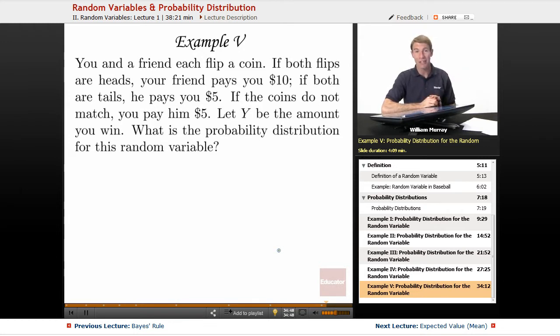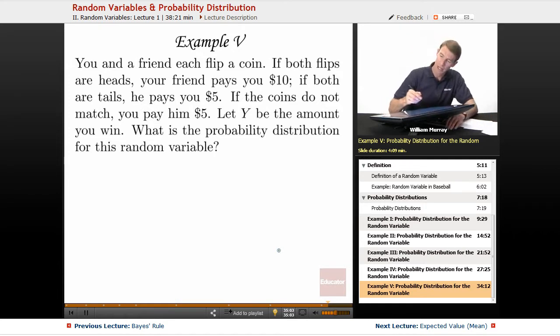And so we're going to look at this from your perspective. Let Y be the amount you win. And we want to find the probability distribution for this random variable. So again, I'll think of all the possible values that Y could take, and we'll find the probability of each one. I'm going to start with 0 just because I like to include it, although in this case, there's no way that the random variable can come out to be exactly 0 here.